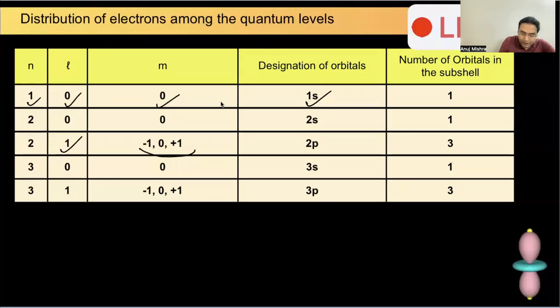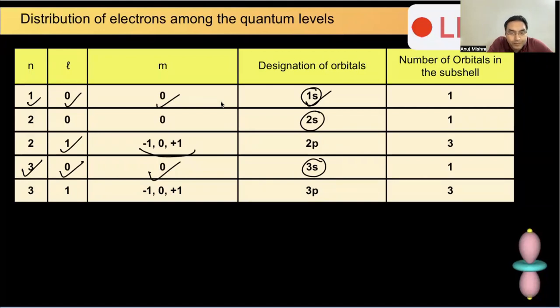Similarly, if n is 3, l is 0, then m is again 0. That means this is s orbital. Wherever m is 0, that means it is s orbital. Are you okay with this fact? Wherever m is 0, that is s orbital. Please confirm this fact.